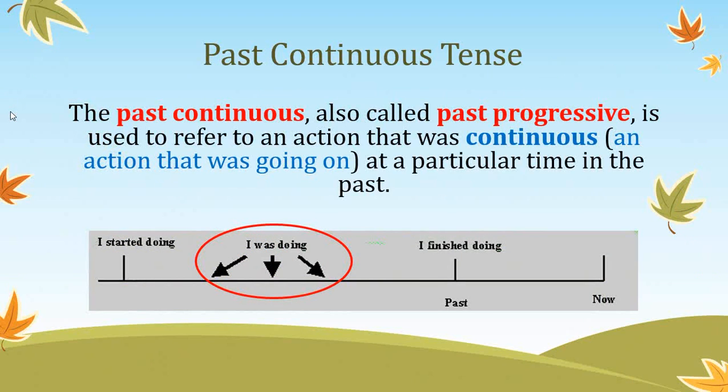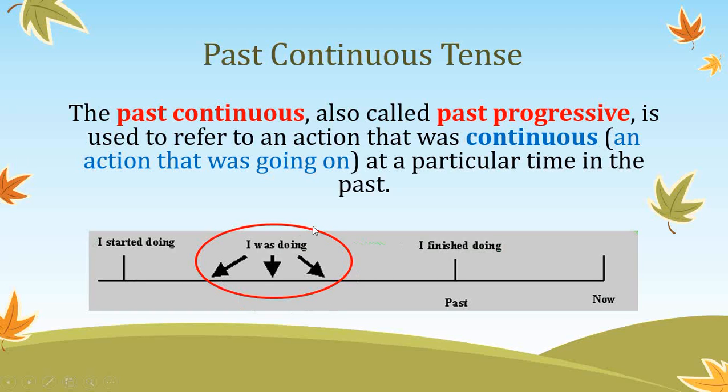The past continuous, also called past progressive, is used to refer to an action that was continuous. What is continuous? Something continuous, an action continuous, is an action that was going on at a particular time in the past.